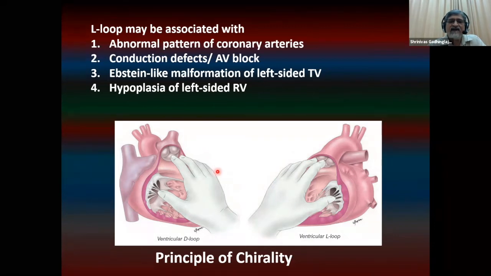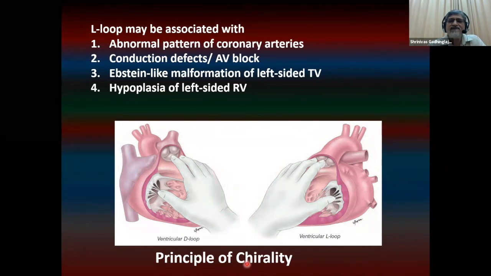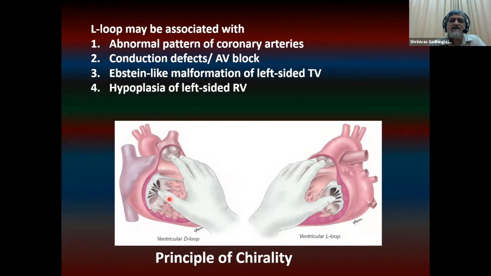A surgeon can identify it by something called the principle of chirality. If the surgeon inserts his right thumb in the tricuspid valve and his fingers in the RVOT, with the palmar surface of the hand facing the interventricular septum, this is called D loop, which is a normal condition. In L loop, when the surgeon inserts his left thumb in the tricuspid valve and his fingers in the RVOT, the palmar surface faces the ventricular septum; it is called L loop. Now this is for the surgeons to identify.